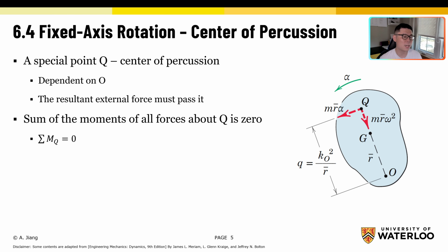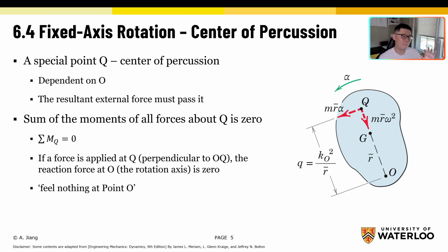In other words, the sum of moments of all forces about Q is zero, because all forces have to go through that point. So this gives us the sum of M_Q equals zero. This is just how it is defined. From the reality perspective, if a force is applied at Q perpendicular to OQ in the diagram, the reaction force at O, the rotational axis, is zero.